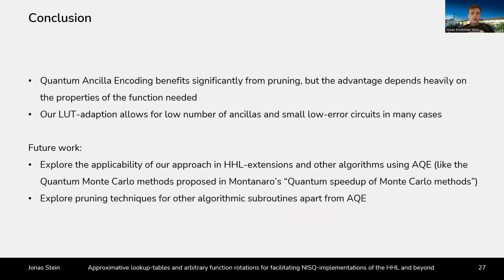All right, then let me get to the conclusion. Quantum and ancilla encoding benefits immensely from pruning, but of course it depends on the function that we are looking into. Our LUT adaptation allows for a lower number of qubits in ancillas for the HHL, which makes it way more NISQ friendly, and also the small, low-error circuits in most cases that we looked at are very beneficial for this approach.